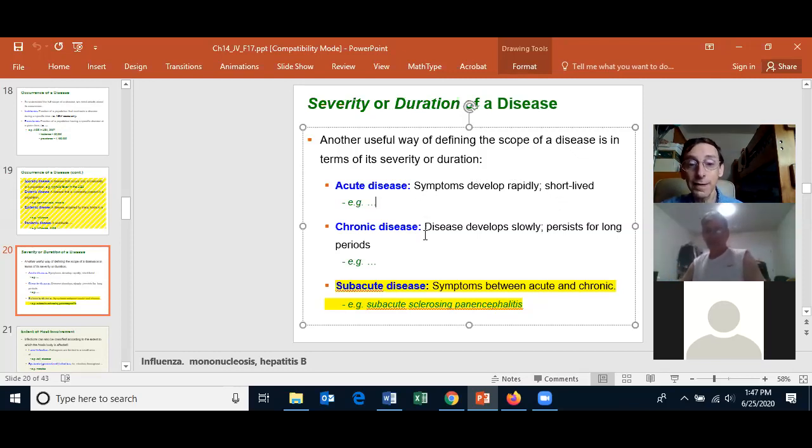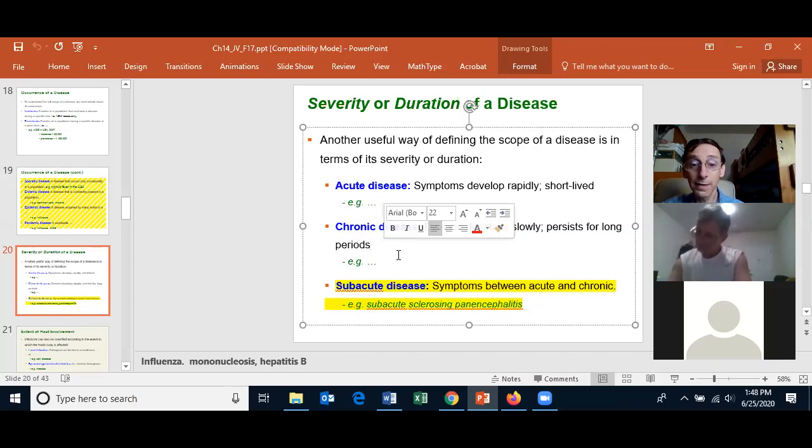A chronic disease is a disease that develops slowly and persists for a long period of time, and usually the disease gets worse over time. A case of a chronic disease is mononucleosis. It develops slowly, gets worse, and it persists for a long time. That disease can last for months, where the patient just is tired and worn out and down.